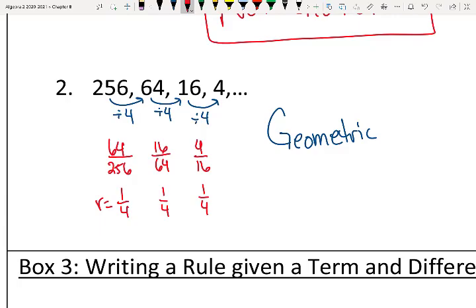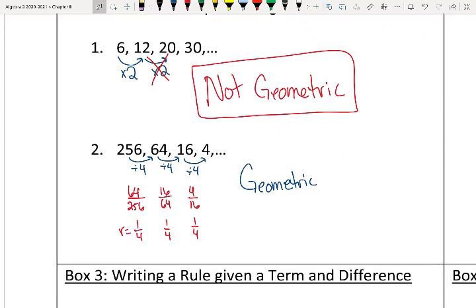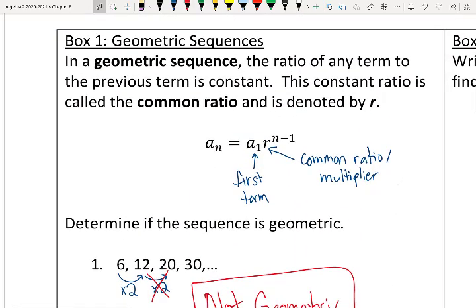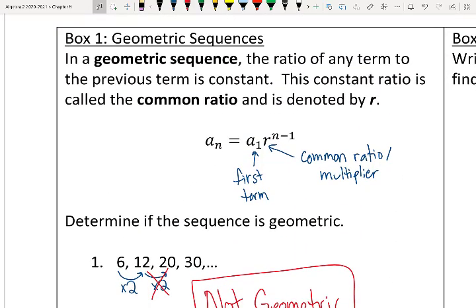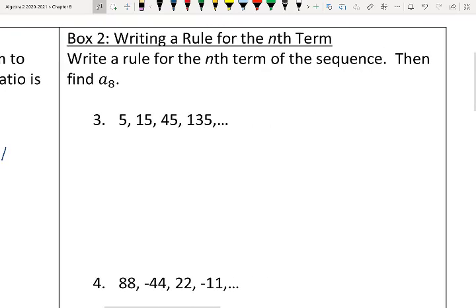R is 1/4. So either way, if it's obvious to you and you can identify what those multipliers or divisors are, that's awesome. Go ahead and do it that way. But if you're stuck on what it is, you can always do it that other way as well with the ratios: term divided by previous term. Just like it says in the instructions up top, the ratio of any term to the previous term, meaning any term divided by the previous term, is constant.